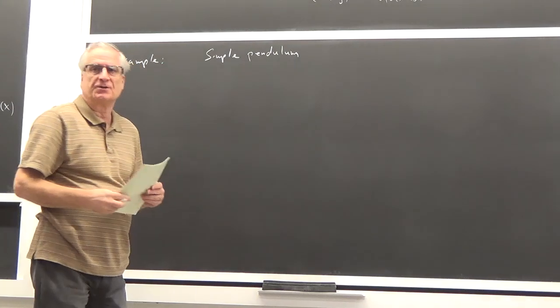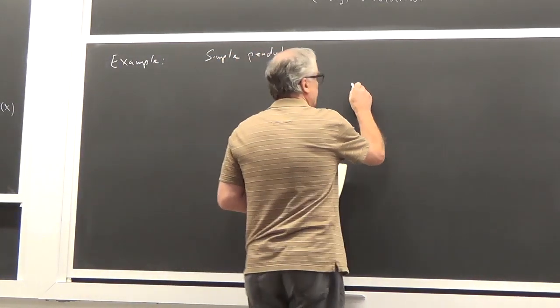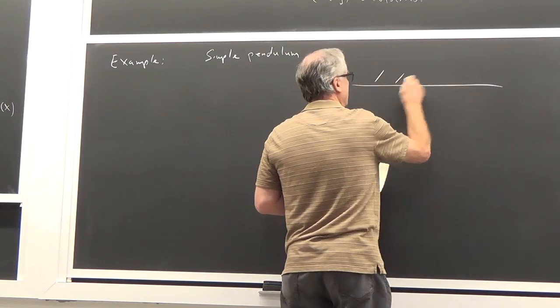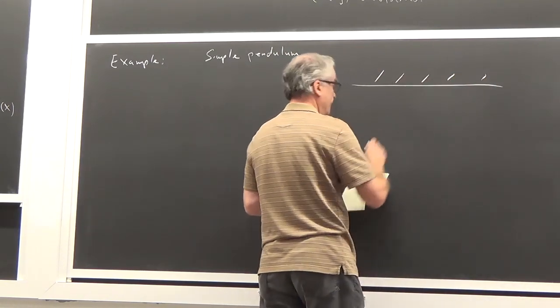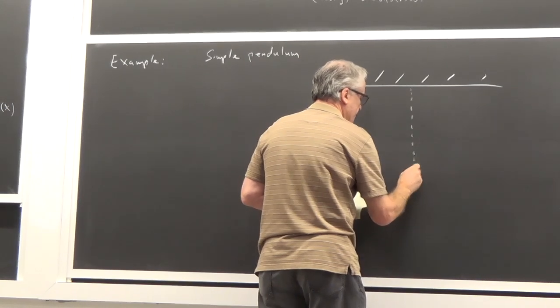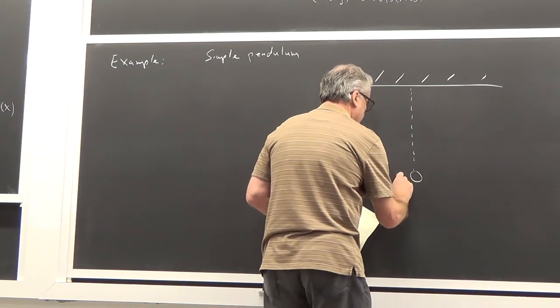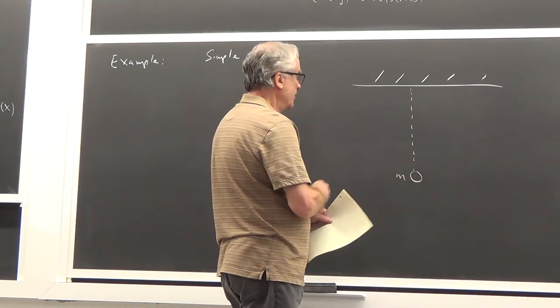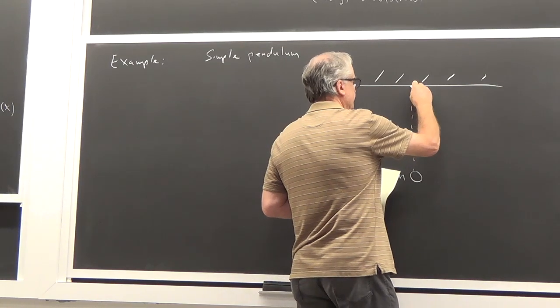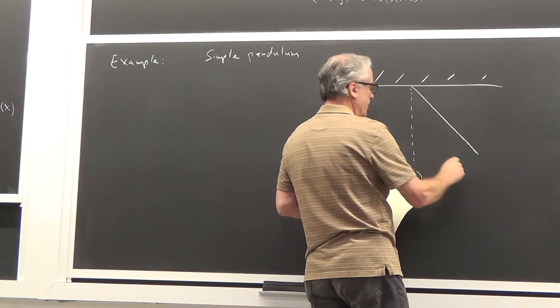So we looked at a pendulum on Tuesday. Let me draw a picture of kind of a scheme that I've got. So the equilibrium position of this pendulum, I'll write like this. So it's a mass M suspended from this, consider this to be a rigid rod.